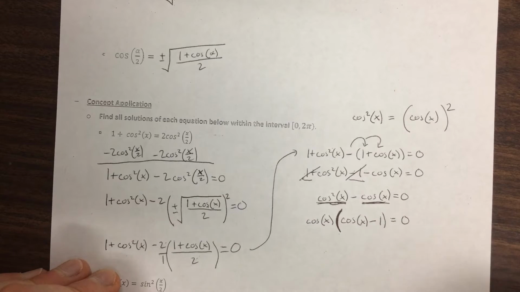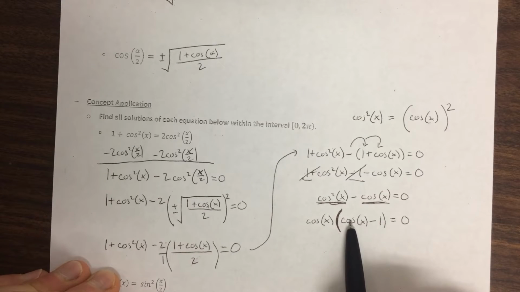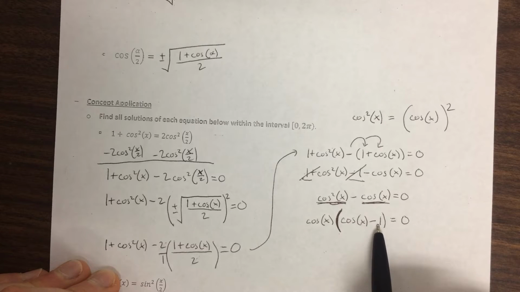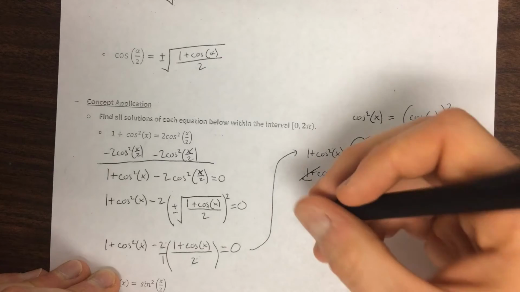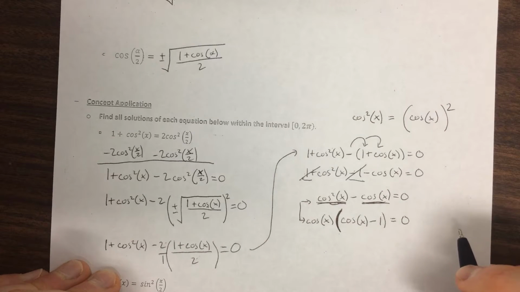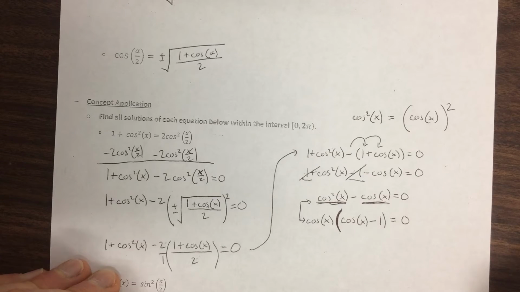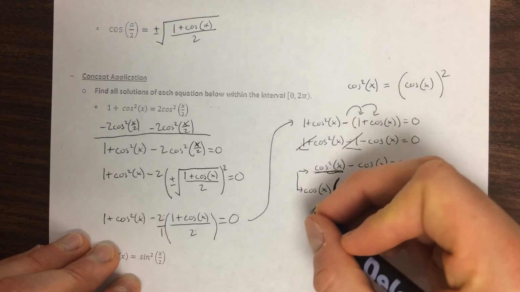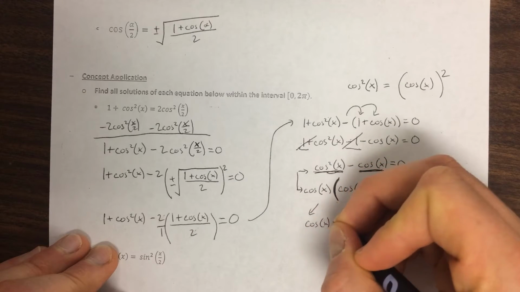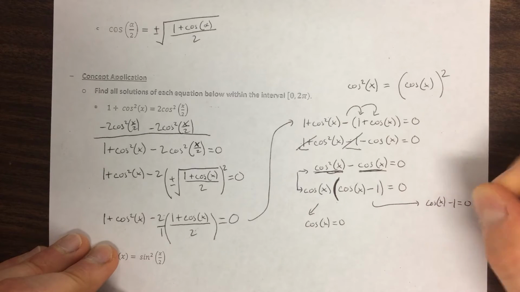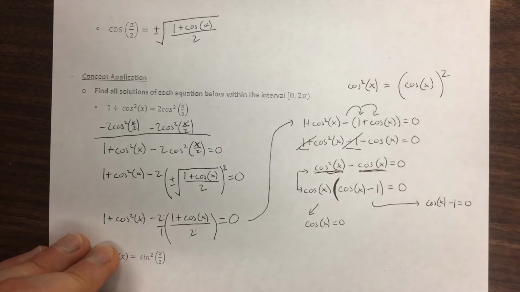And again, if you need to double check, you're reversing the distributive property. So if we do this, cosine times cosine would give us cosine squared. Cosine times negative 1 would give us negative cosine. So these two things are equivalent. From here we have something times something, those equal 0. So now we separate and solve like we have done in the past when we have two things multiplied together that equal 0. We know at least one of those is 0.